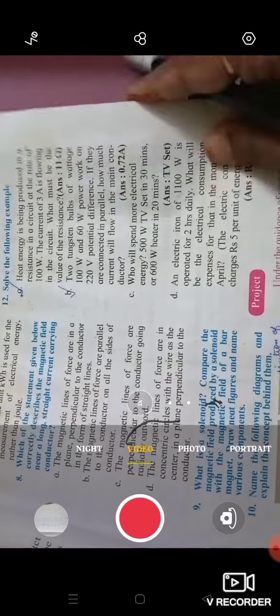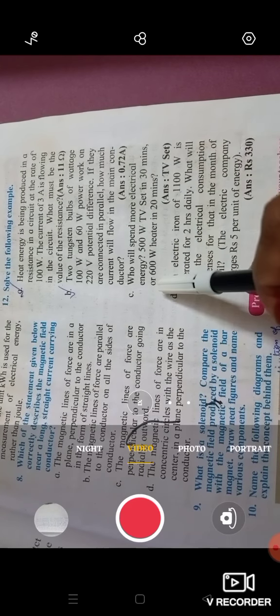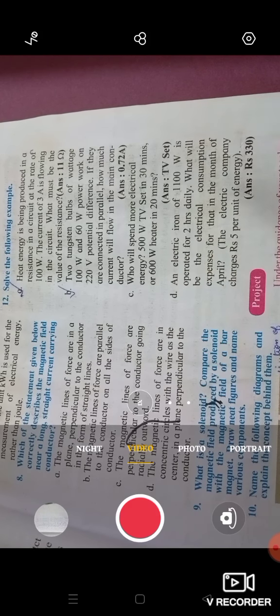Let's first understand the question. What is the question given? Which will spend more electrical energy, a 500 watt TV set in 30 minutes or a 600 watt heater in 20 minutes?